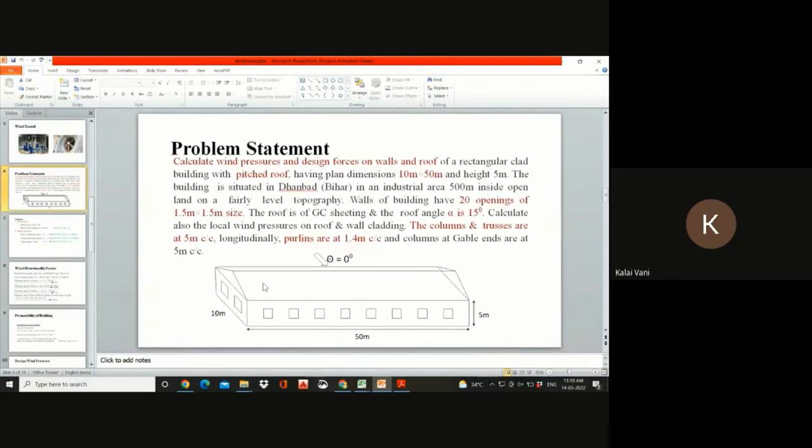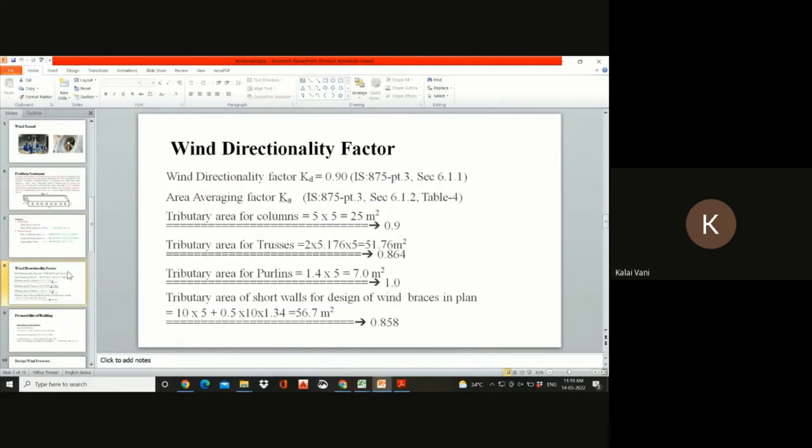So here you can see the inclined length of purlin, they have taken as 5 meters. On this slope you will have one area of purlin, and on the other slope, the other pitch, you have another range of purlin. Here we have considered only one direction, right? This is your area exposed to wind. Along this, how much purlin area is contributing? For every 1.4 meter you have a purlin, and it is of length 5 meter. So the tributary area of your purlin is calculated, which is 7 meters square.